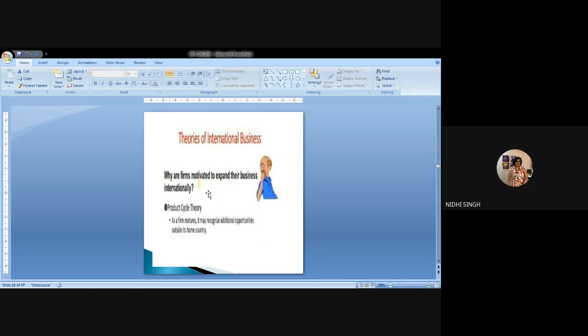Product life cycle theory क्या कहती है? What are the stages in a product life cycle? What is product life cycle? Anyone? This is the basic thing. Introduction stage, growth, maturity and decline. These are the 4 stages in a product life cycle.